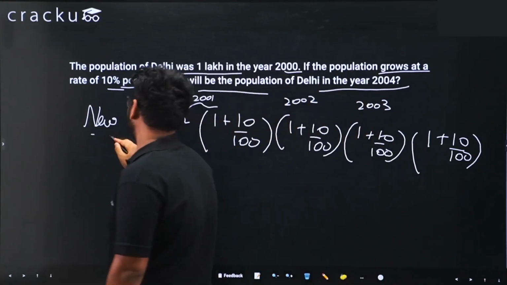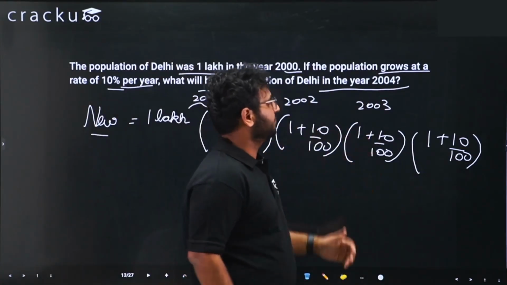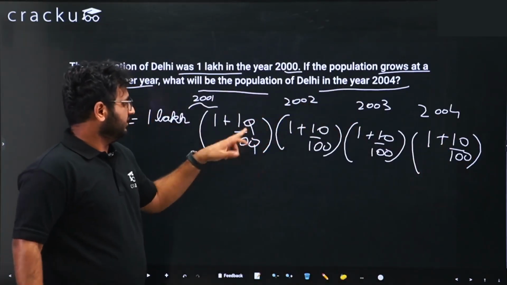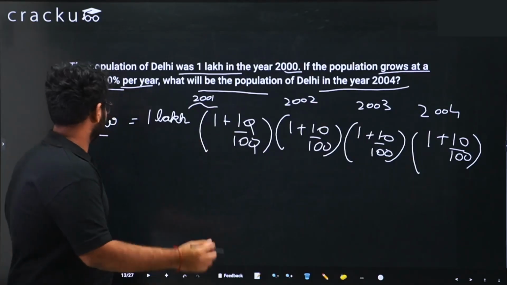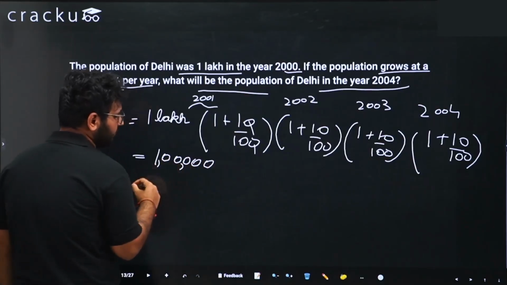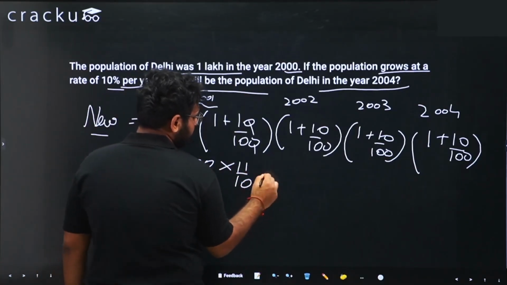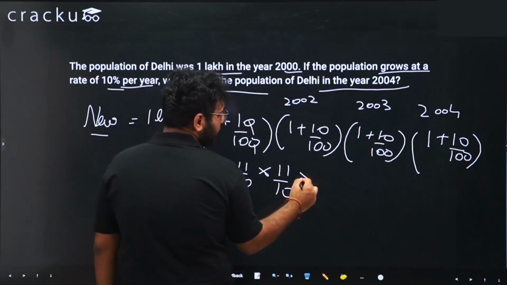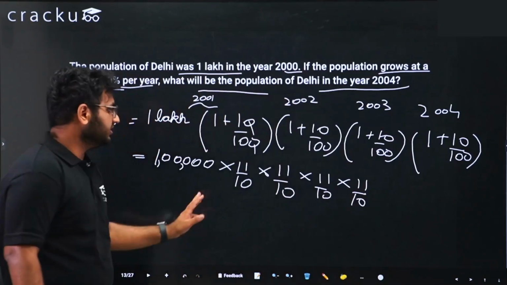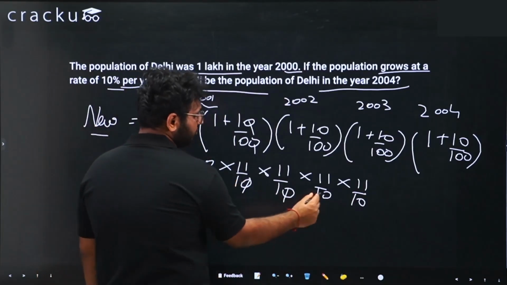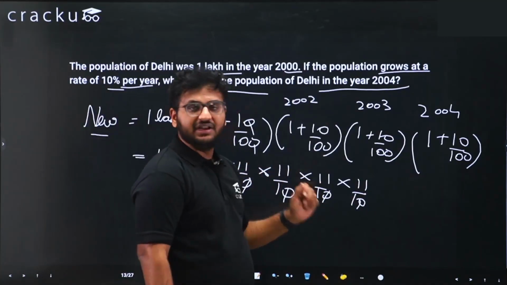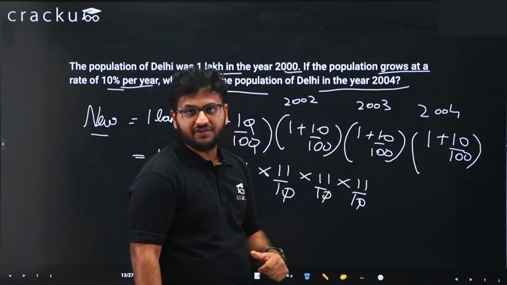So this would be new is equal to old into 1 plus 10 by 100, 4 times. We know that 10 by 100, the 0 gets cancelled out, is 11 by 10. So this will be equal to 1 lakh, which has 5 zeros, into 11 by 10 into 11 by 10 into 11 by 10 into 11 by 10. So these 4 zeros get cancelled out. 11 into 11 is 121, 121 into 11 is 1331, 1331 into 11 is 14641.